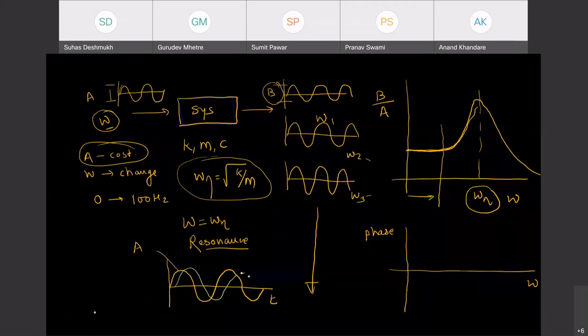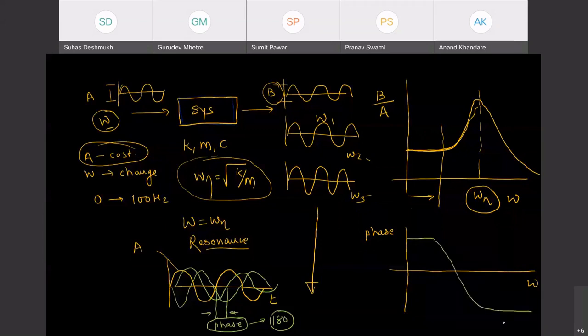And as the input frequency to the system approaches the natural frequency, the phase goes through a curve like this. Initially you will observe your phase is constant, and then later on it will suddenly change and go to about -180 degrees. Sorry, this should be passing through this one. Okay.